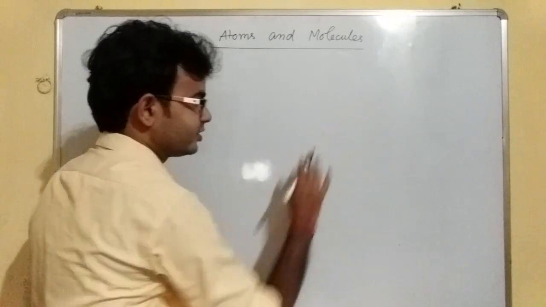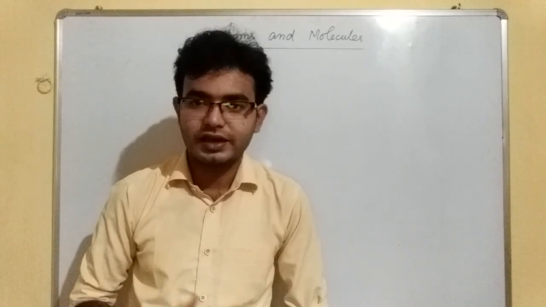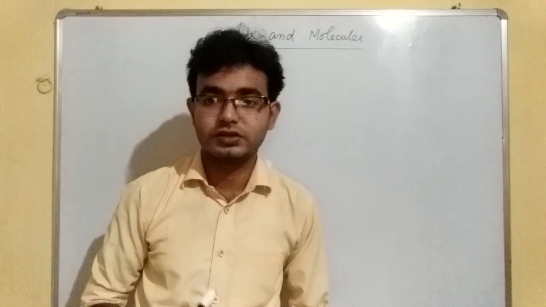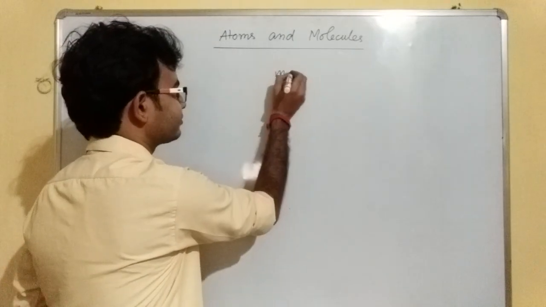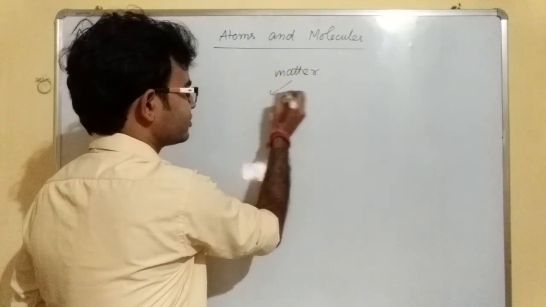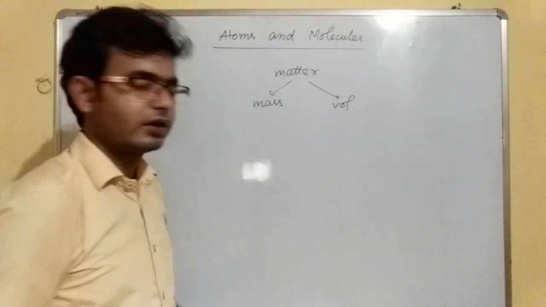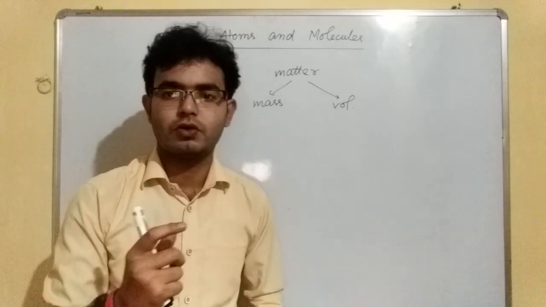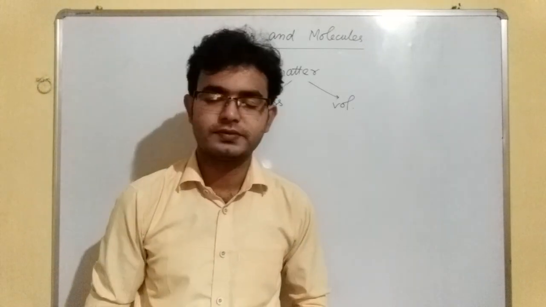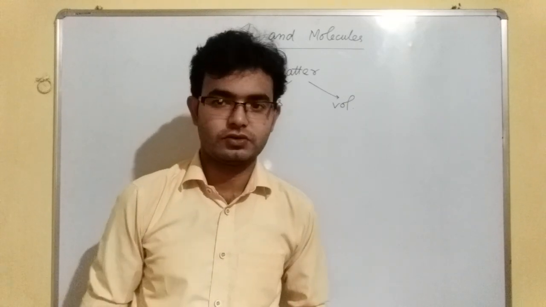So what happens, there's a history of chemistry where some scientists thought about matter. We already learned that matter are those substances which have mass and volume. The amount of matter present within a substance is called mass. If we take the example of a chalk, then chalk is made up of chalk particles. The amount of chalk particles present within the chalk is called the mass of that chalk.